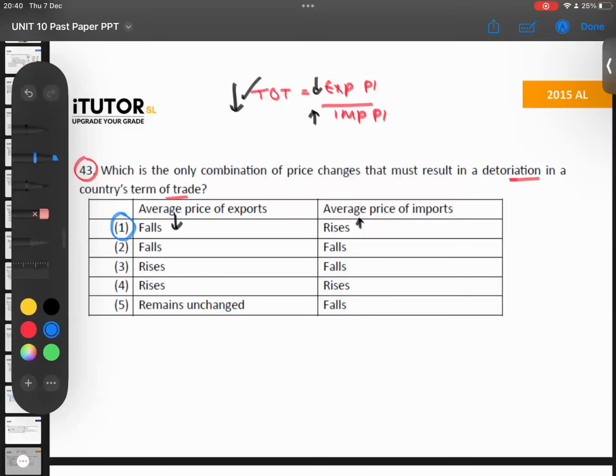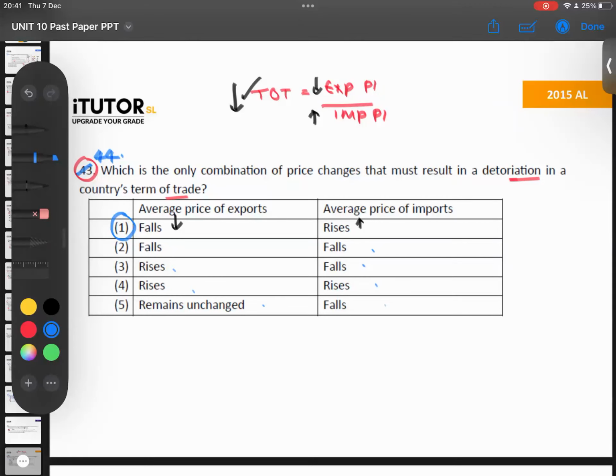This is the 44th question. So make a correction then in the past paper, this must be the 44th. Export prices fall, this falls? No. Rises, falls? No, that will increase. Rises, can't definitely say it will come down. Remains unchanged, falls? Again, no.